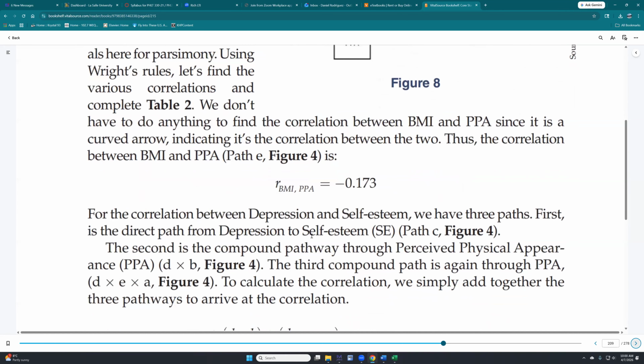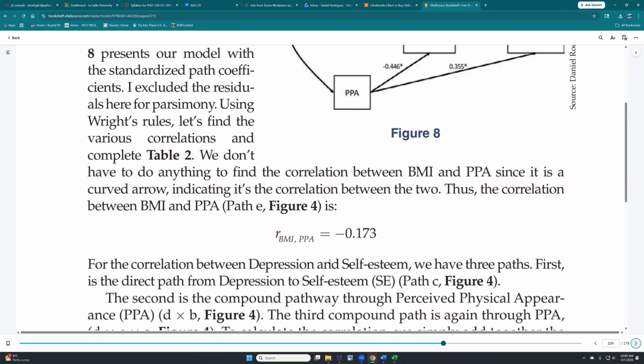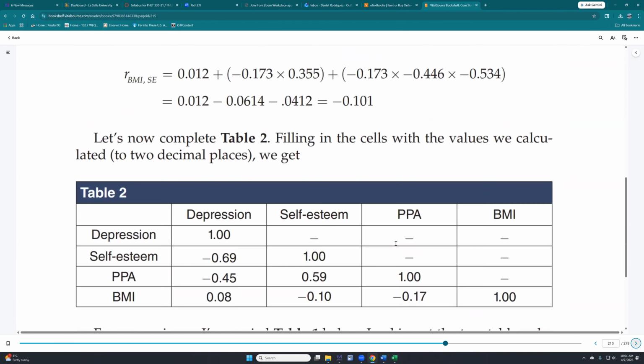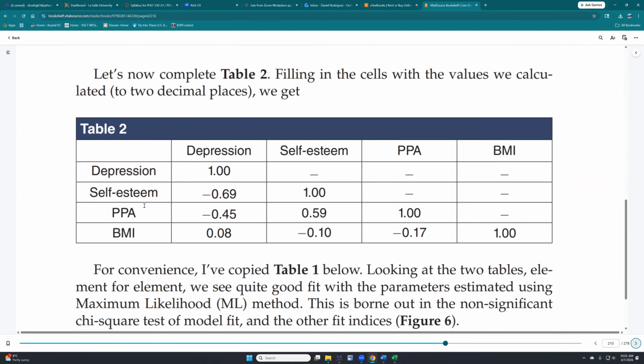Okay? So the correlation between depression and self-esteem is a little bit different. Let's see, where's table 2? Where did I put table 2? Might be over here. Here's table 2. So the first thing I did was that minus 0.17, that's BMI and PPA. I'm just filling these in based on my calculations. So that's the first one I filled in. All right, let's go back.